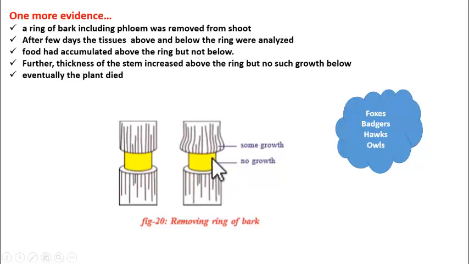That says that the herbivores are eating the food from the phloem. This problem with herbivores is overcome by the foresters by rearing foxes, badgers, hawks, owls in the forest.